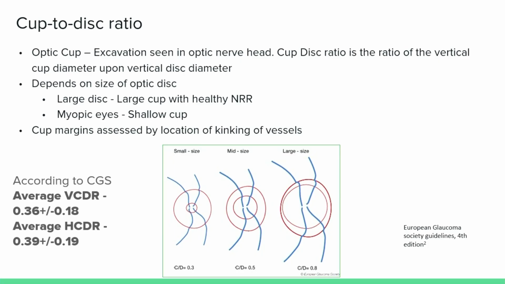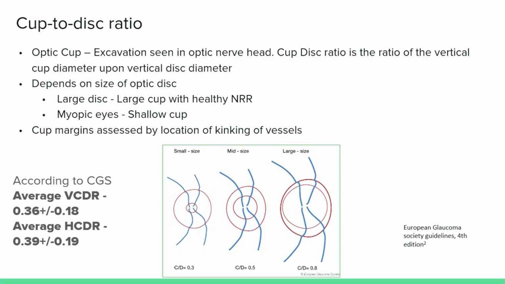Now moving on to the cup disc ratio. Optic cup, as discussed earlier, is the excavation seen in the optic nerve head. The cup disc ratio is the ratio of vertical cup diameter upon the vertical disc diameter. Now, depending on the size of optic disc, a large disc has a large cup with a healthy NRR, and myopic eyes have shallow cups. Now, the cup margins can be assessed by the location of kinking of the vessels here.